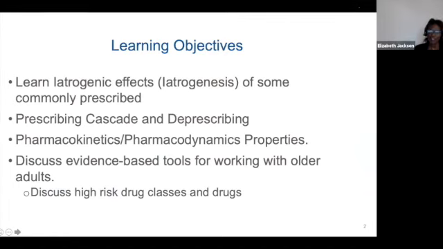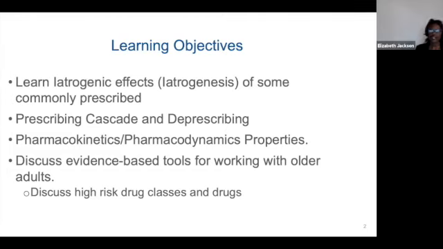And we will also discuss evidence-based tools for working with older adults. And we will focus on high-risk drug classes. Polypharmacy, to start off, is truly a growing concern for the geriatric population. Research shows that nearly 50% of older adults take one or more medications that are not necessary. And there's a strong relationship between inappropriate polypharmacy and negative clinical outcomes.